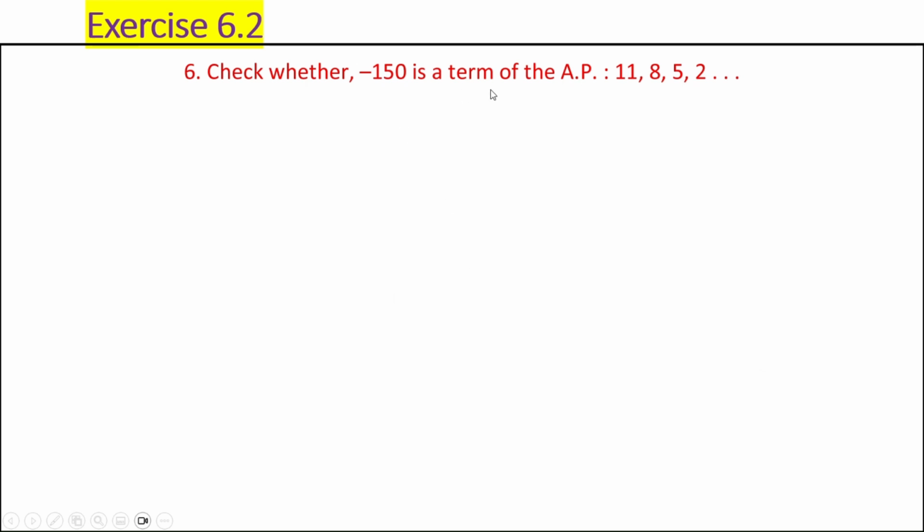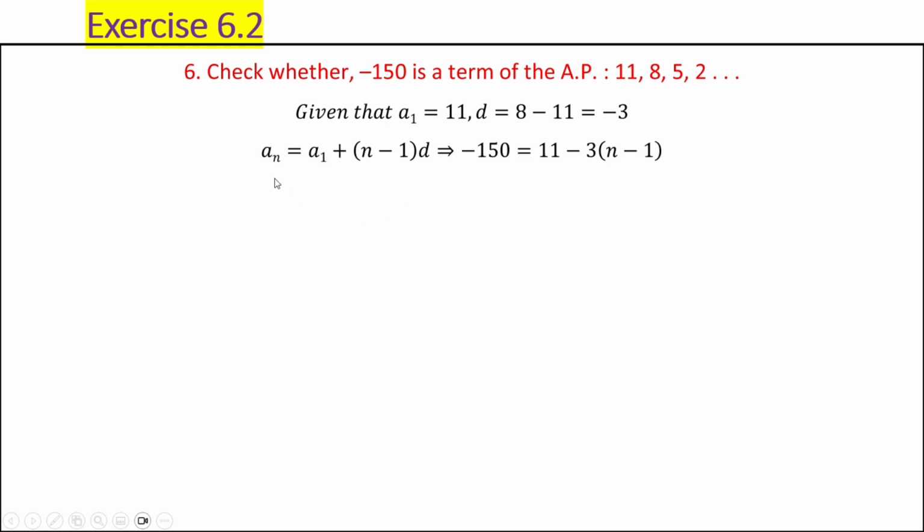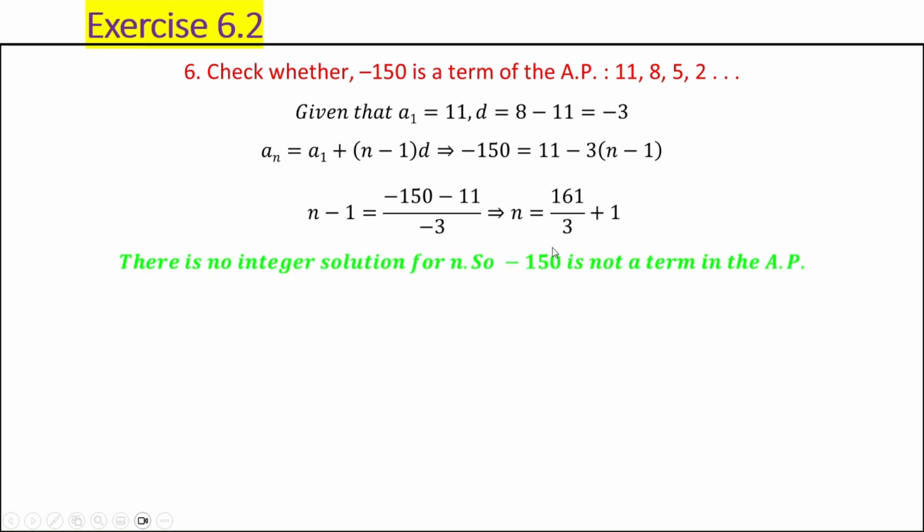Check whether minus 150 is a term in the AP 11, 8, 5, 2. We can see the common difference is minus 3. A1 equal to 11, D is equal to 8 minus 11, which is minus 3. So A of n equal to, this is the equation which we know. So minus 150 equal to 11 minus 3 into (n minus 1). If you do the calculation, n is equal to 161 divided by 3 plus 1. 161 cannot be divided by 3, which means you don't get an integer value for n. So minus 150 is not a term in the arithmetic progression.